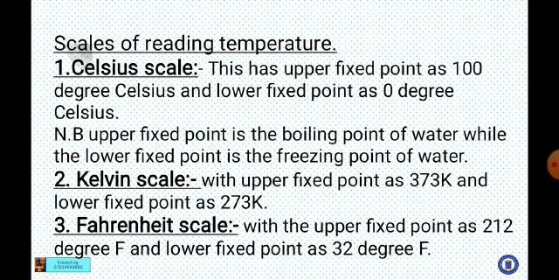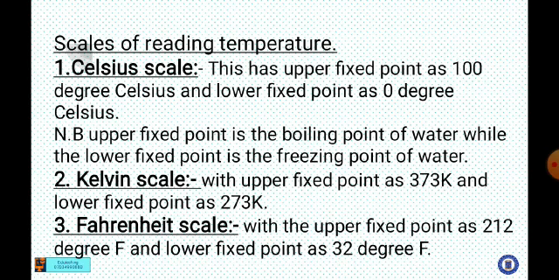We also have the Fahrenheit scale. Here in Fahrenheit scale, the upper fixed point is 212 degrees Fahrenheit and the lower fixed point is 32 degrees Fahrenheit. So while using the Fahrenheit scale, the boiling point of water is 212 degrees Fahrenheit, while the freezing point is 32 degrees Fahrenheit.